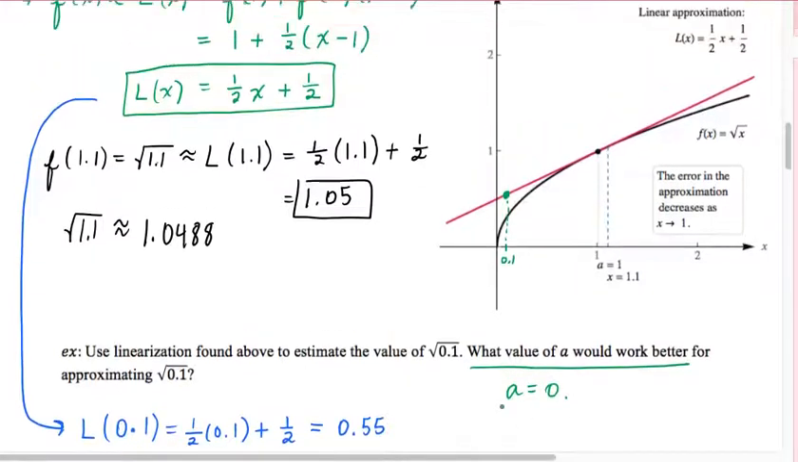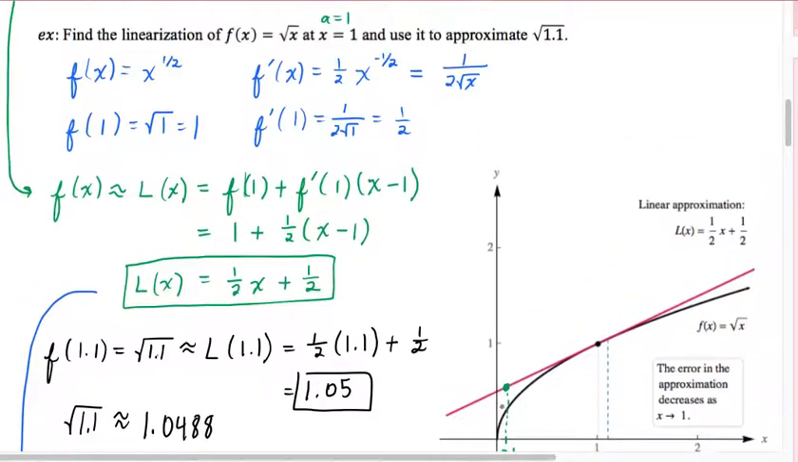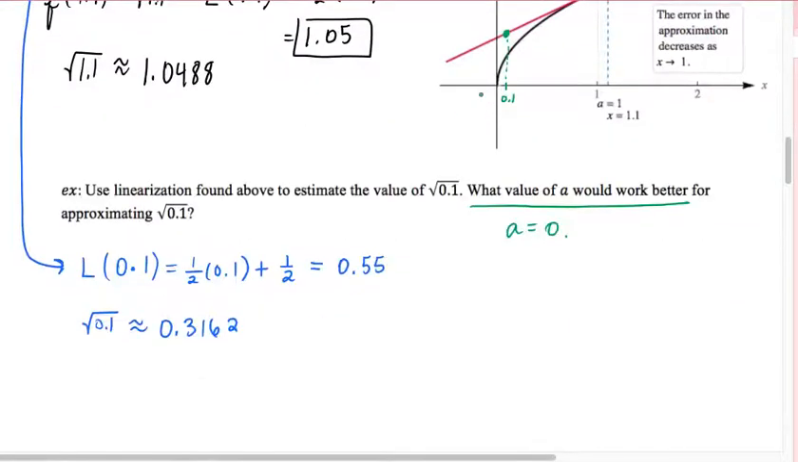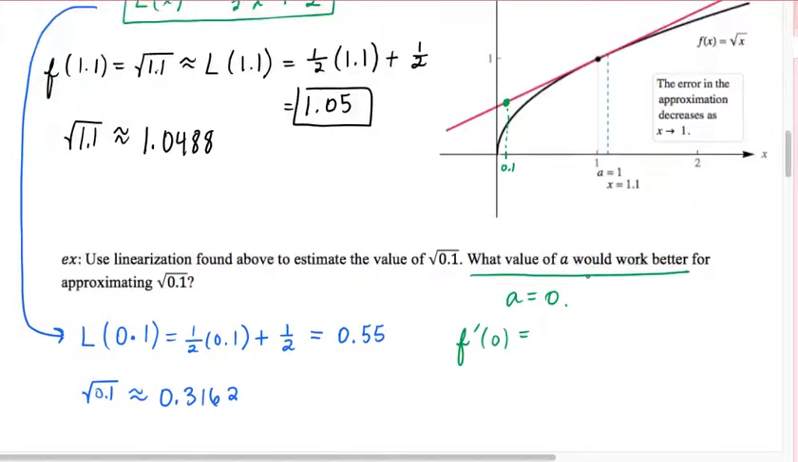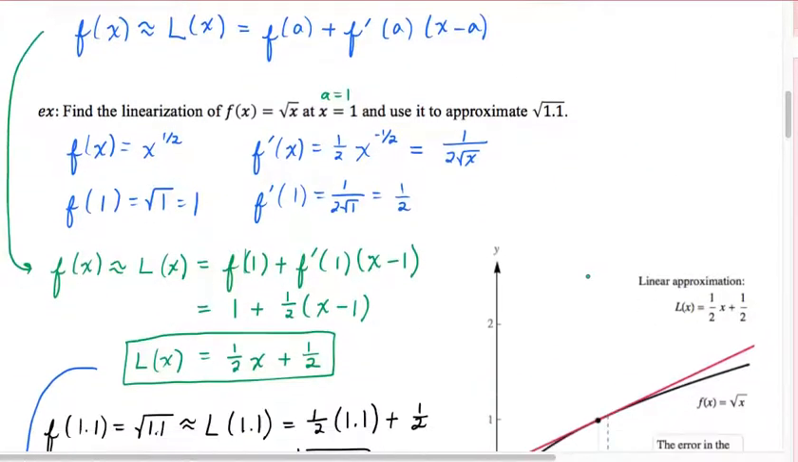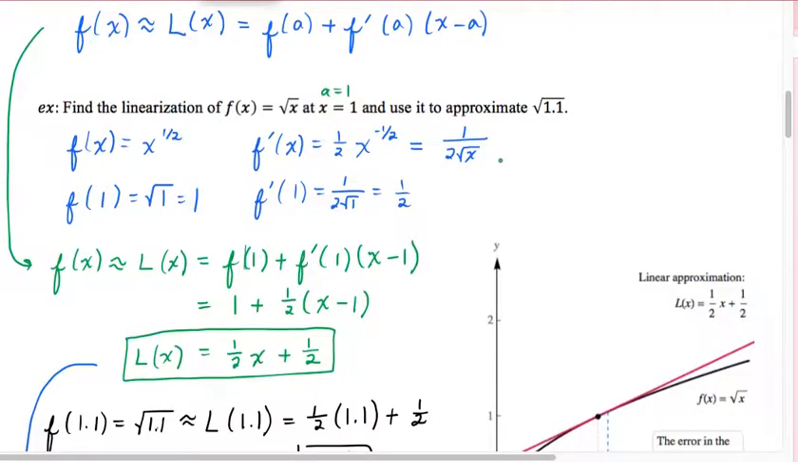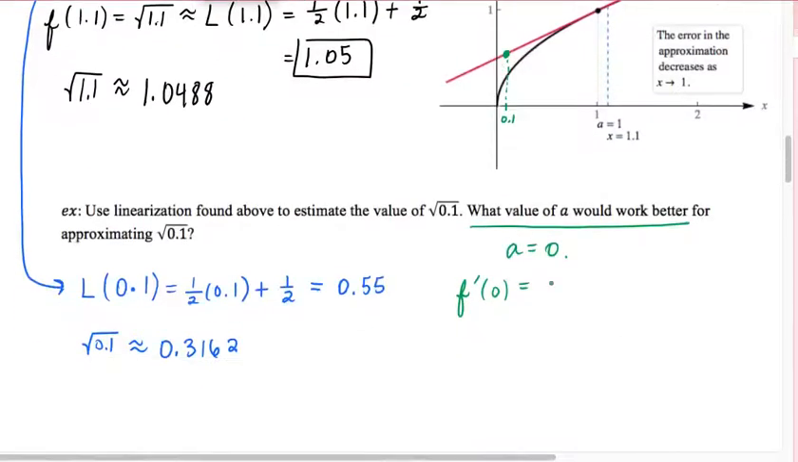Now we already have the derivative of the function up here. F prime of x is 1 over 2 times the square root of x. So let's actually compute the linearization at 0 and see how much closer we get. Okay, so f prime of 0 would be right here, 1 over 2 times the square root of 0. Of course, that's not going to work because you can't divide by 0.